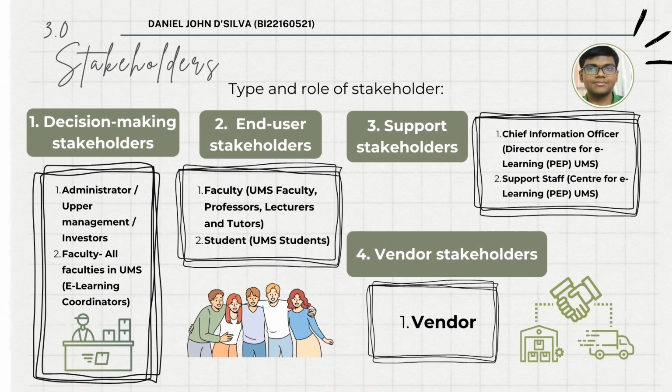Moving on to the next slide, which is the types and roles of stakeholders. There are 4 types of stakeholders. Firstly, the decision-making stakeholder. The examples are administrator, upper management or investor, and faculty. The role of decision-making stakeholders is to oversee people, processes, and technologies within the UMS IT organization to ensure they deliver outcomes that support the goals of the university.